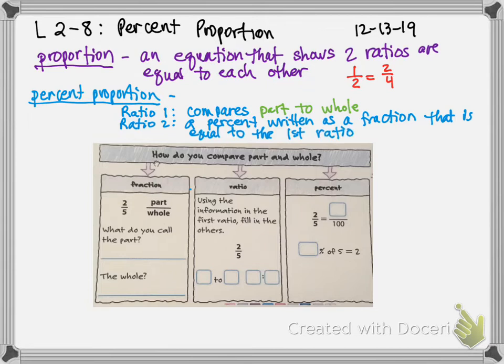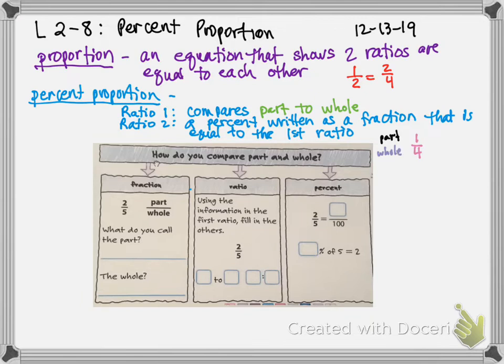Okay, so again, let's do a little illustration off to the side here. Let's say that we have 1/4. The 1 is the part. What portion out of everything you have does it represent? That's what the 1 is. The denominator is what's considered the whole. So 1 out of 4.